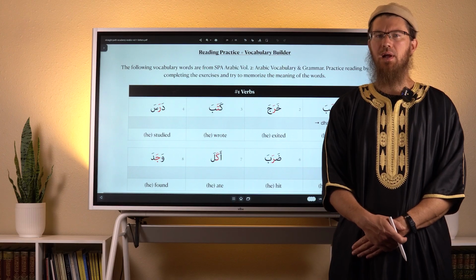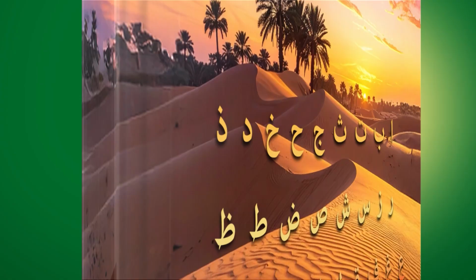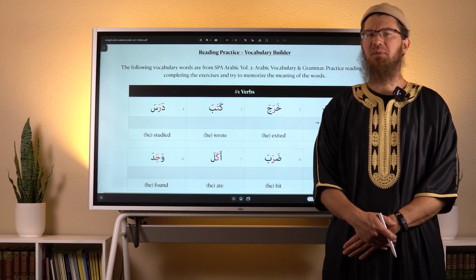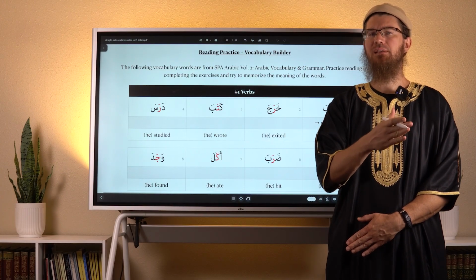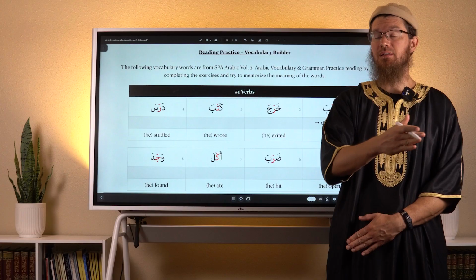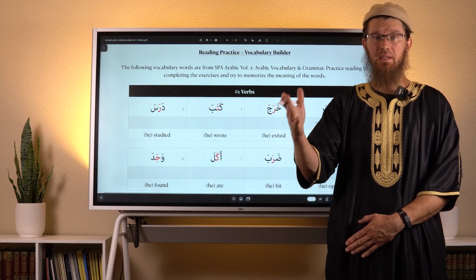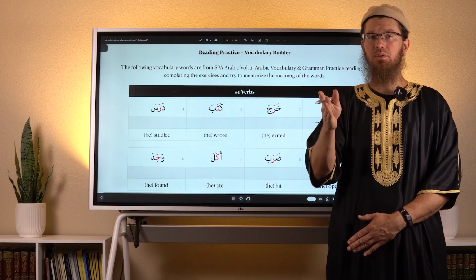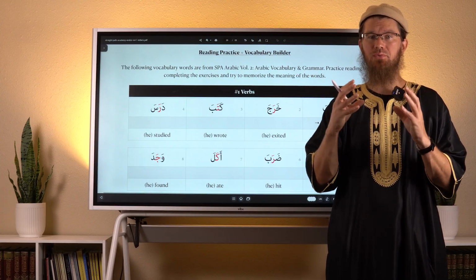And welcome to the reading practice and vocabulary builder portion of Straight Path Academy Arabic Volume 1, Reading Arabic Letters. This activity has been designed to be the bridge that leads a student from step 1 to step 2 of learning the Arabic language. In that step 1 is learning the Arabic letters, and step 2 is when those letters come together to form words.